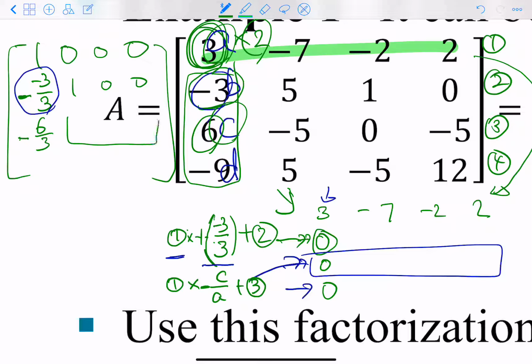And then what about the remaining rows? 0, 1, 0. Because this corresponds to the original third row, right? And then what about the fourth one? So you will see the pattern: negative, and 3 and minus 9. 0, 0, 0. Oh, sorry. Right?